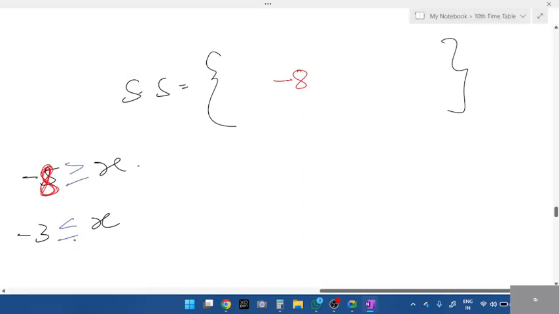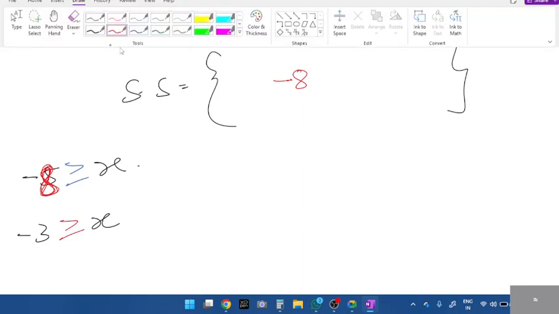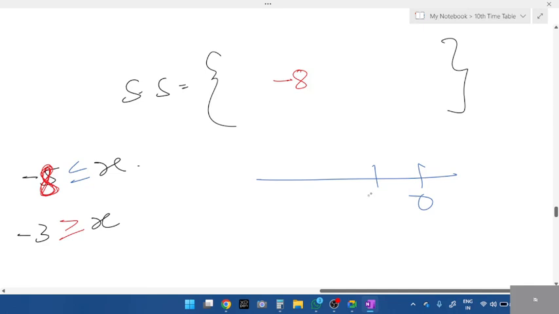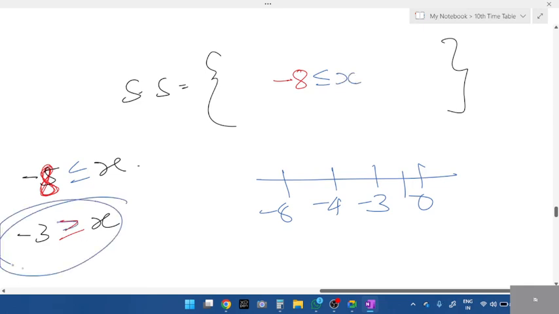Yes, all of you will respond. Yes, like this. All of you will respond, students. Which is greater? According to number line, 0, -3, -4, -8. -3 is greater. So how do you rewrite? -8 less than equal to x. Which side is the arrow facing?